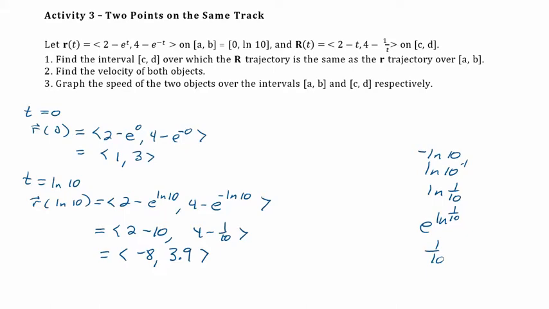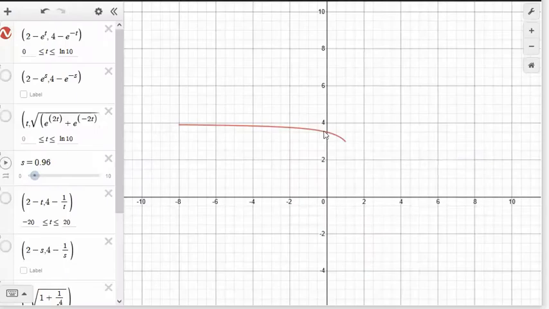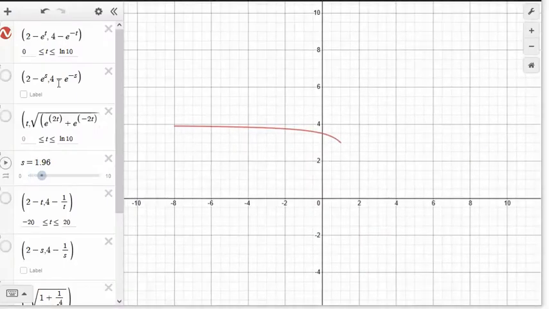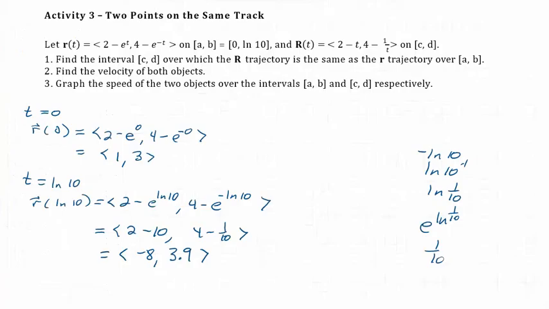Let's go over to Desmos and see if those track with what we have. To see the points, I have this set up as a point, and then I have this slider s here. It looks like this point right here, when t is 0, is (1, 3). That looks good. And when t is natural log of 10, whatever that decimal is, we get (-8, 3.9). So that looks good for the values that we got over here. Now what we want to do is find c and d so that these are the endpoints for capital R of t.